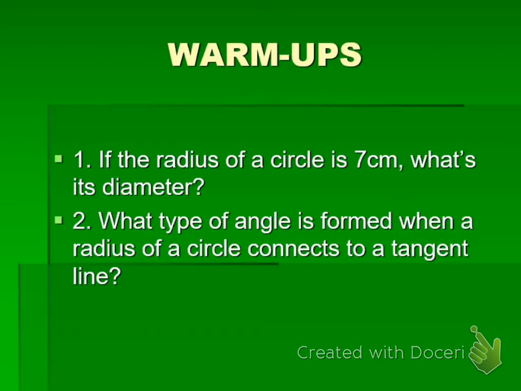Next, warm up. What type of angle is formed when a radius of a circle connects to a tangent line? Jordan correctly told us that a right angle is formed when a radius connects to a tangent line.